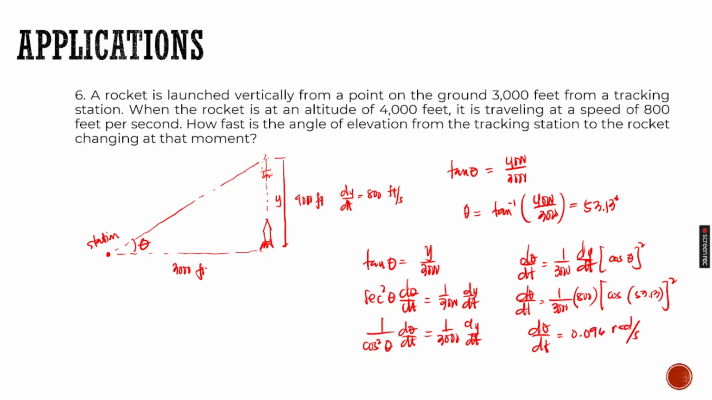Kasi ito, this is what? Feet, no? Ito naman, feet yan. Cancel yung feet. So, matira niyan is radians. This is 800 feet per second. So, that is radians per second. Unitless man itong radian. So, therefore, this is your answer for that problem.